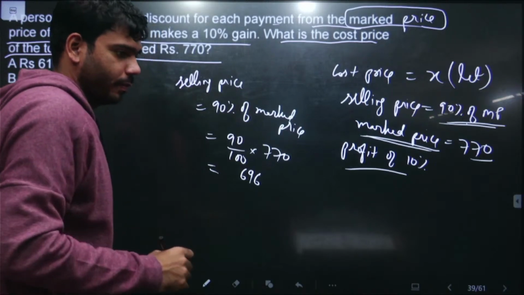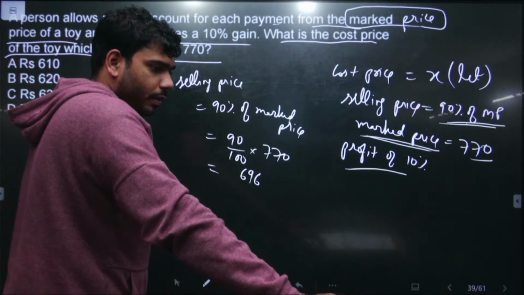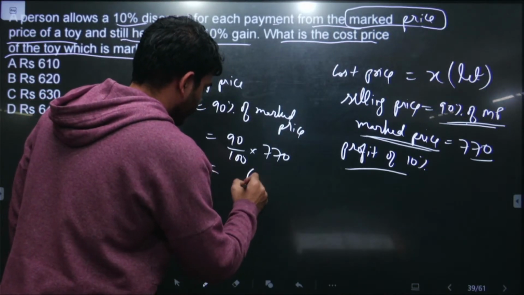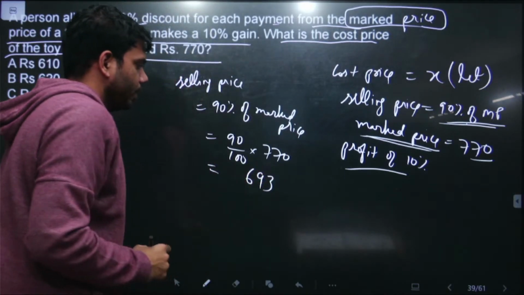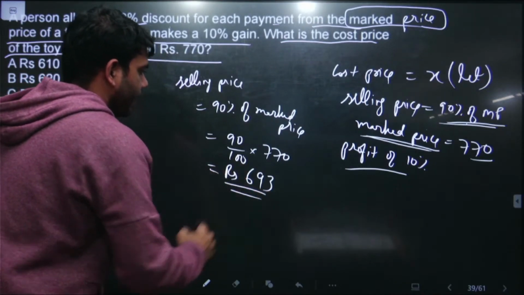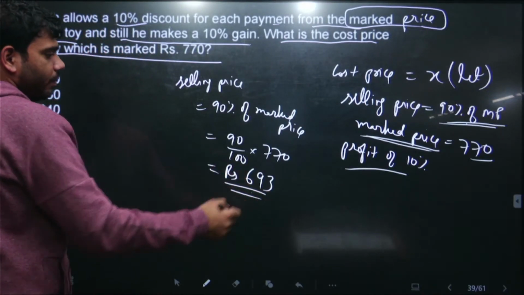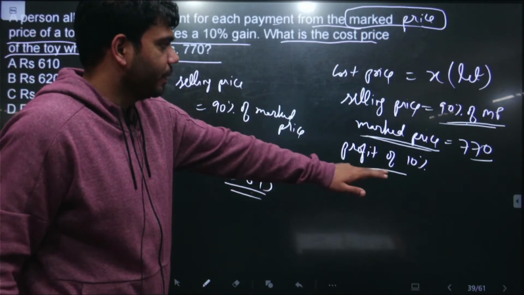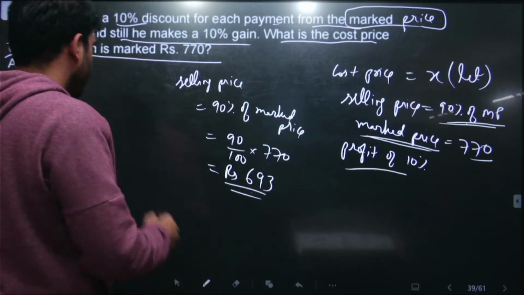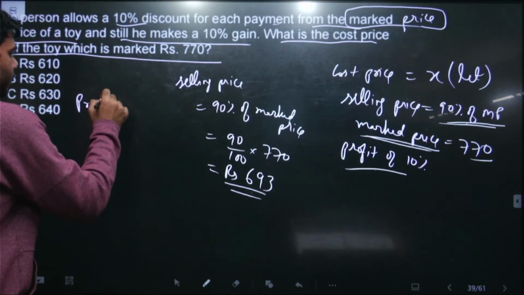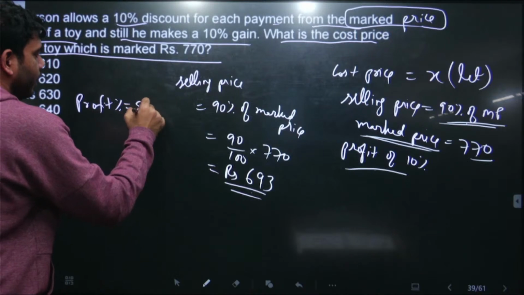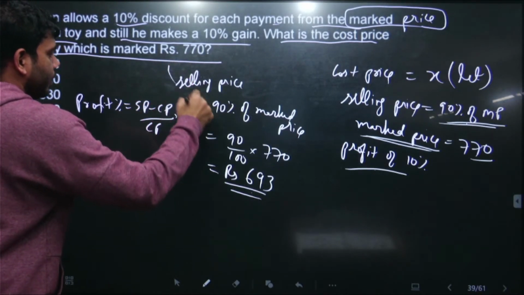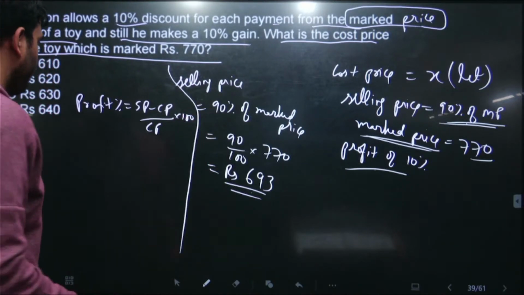So rupees 693, this is the selling price. This is the price at which the person is selling the commodity, and still he is making a profit of 10%. Now we need to find the cost price, and the formula for profit percent is selling price minus cost price upon cost price into 100.